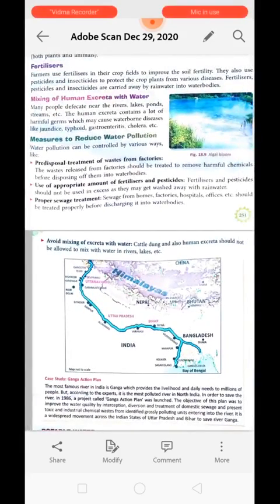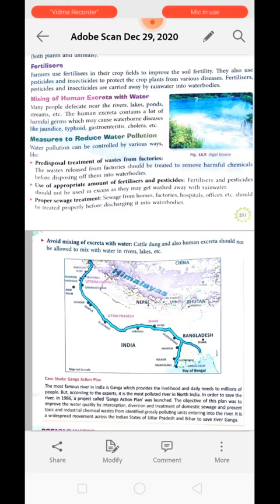Okay, now next is proper sewage treatment. Sewage from homes, factories, hospitals, offices, etc. should be treated properly before discharging it into water bodies. Before we release it into a water body, it should be properly treated, so that whatever harmful substances are there can be removed. Like whatever non-degradable substances are there, they can also be removed from it.